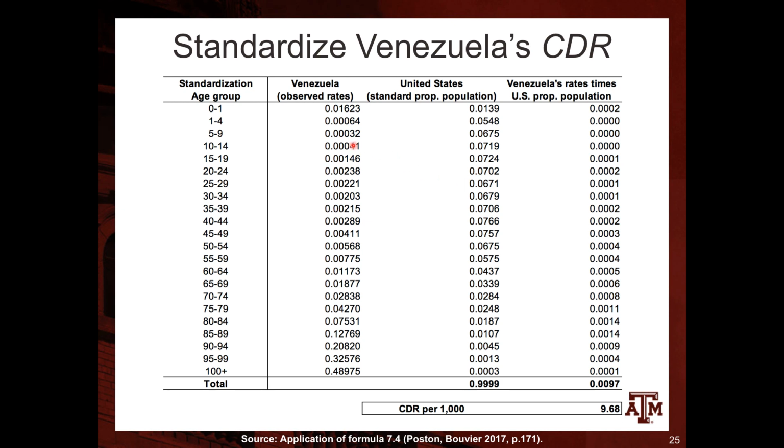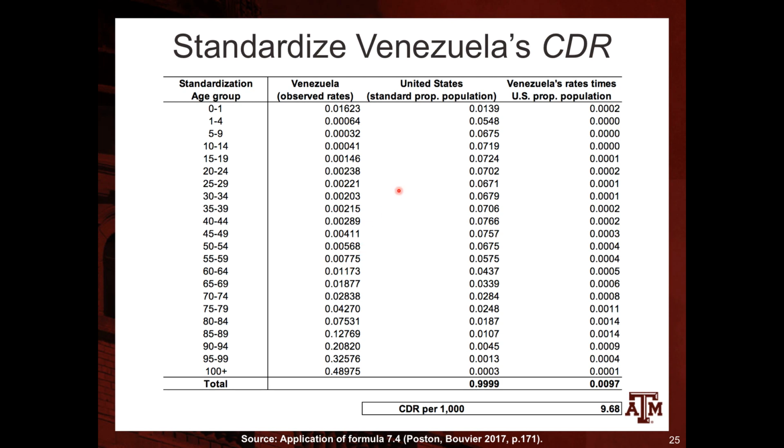So we get the observed age-specific death rates from Venezuela that I showed in previous tables. And here is the proportion of the population of the US by age groups. And this proportion of the population of the US by age groups is going to function for us as the standard population. So we are pretty much saying, let's get this population from the US and apply the risks of dying of Venezuela. If the population in the US with this age distribution was exposed to these death rates from Venezuela, how many people would die? That's the exercise that we are doing here.